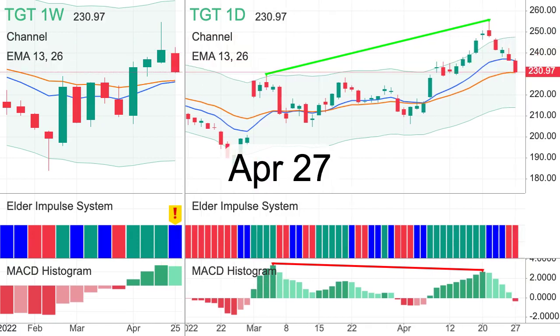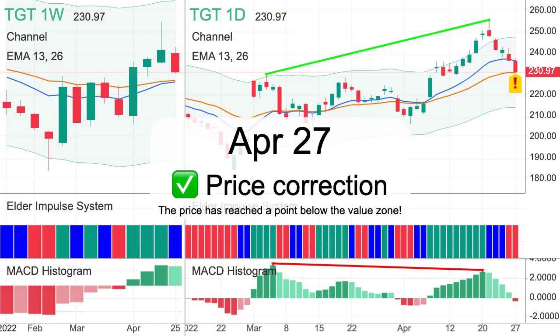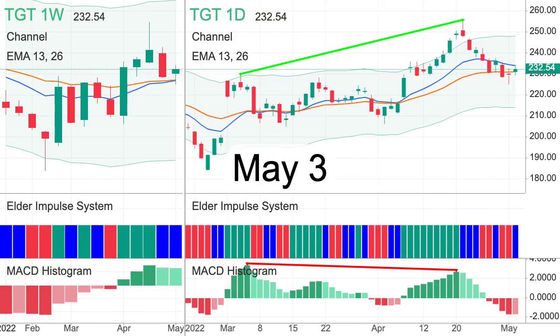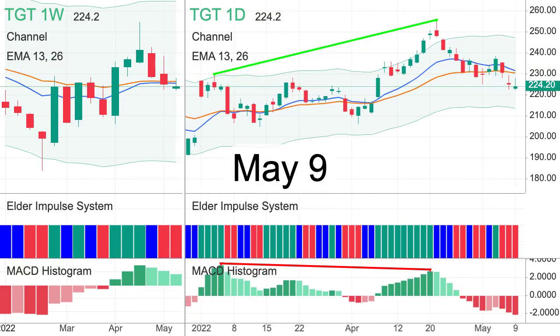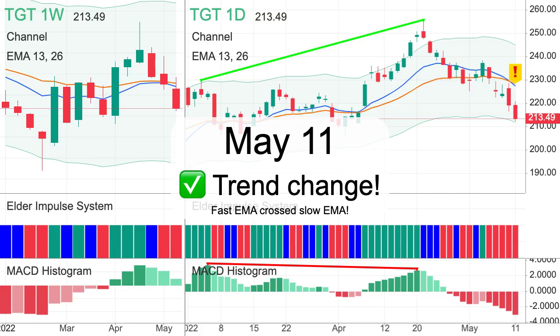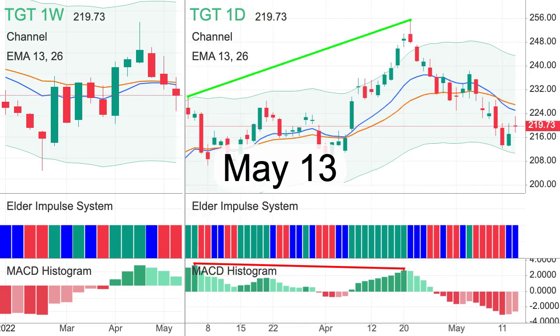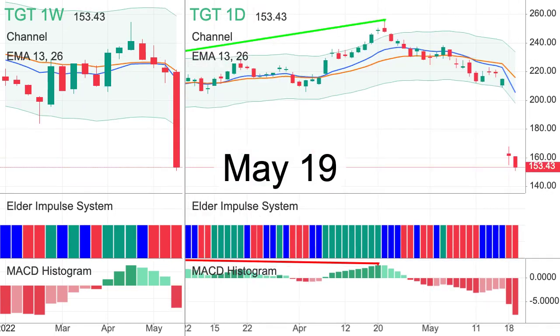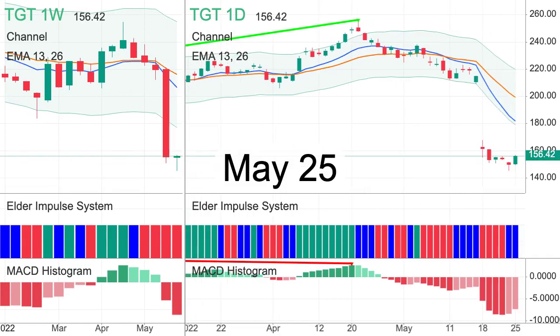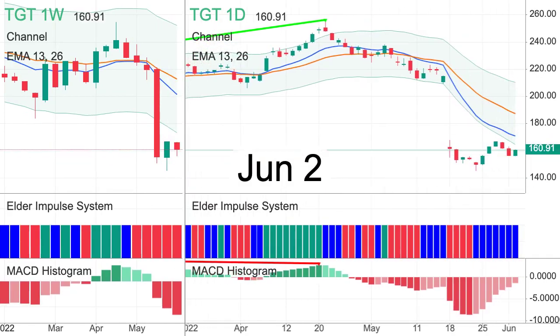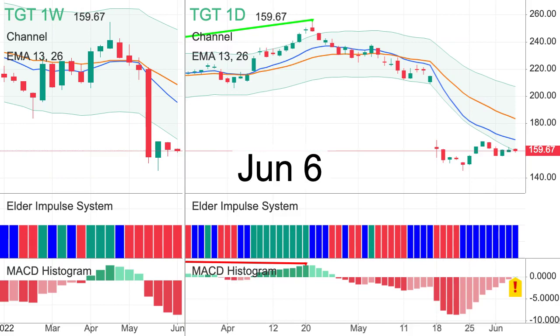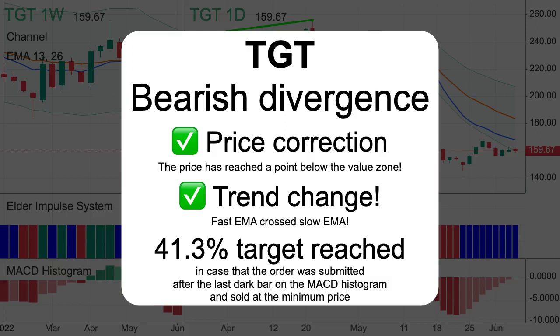There is a blue bar on an Elder Impulse System on the weekly chart. The price has reached a point below the value zone. Fast EMA crossed slow EMA. MACD histogram crossed the zero line. 41.3% target reached.